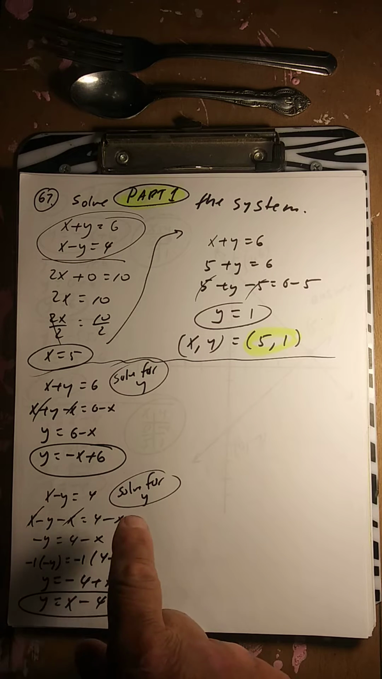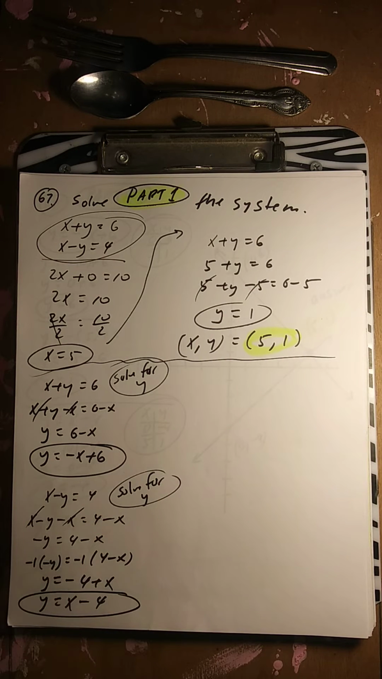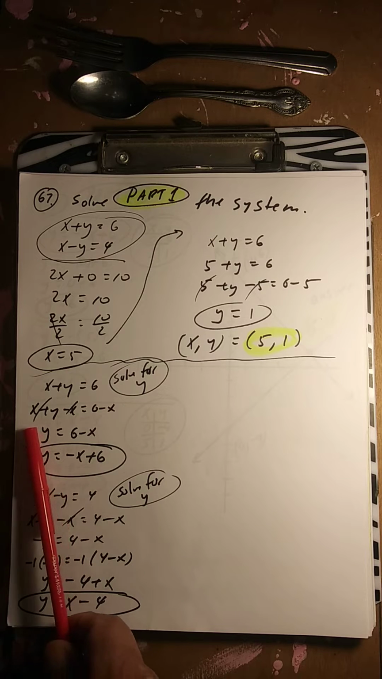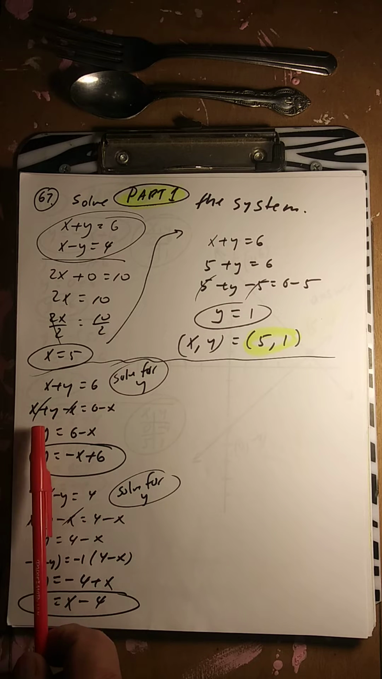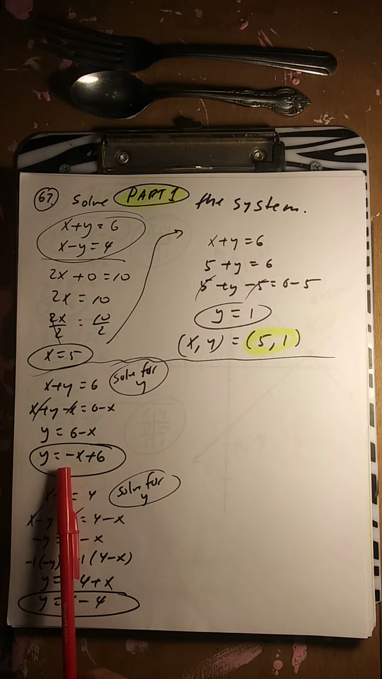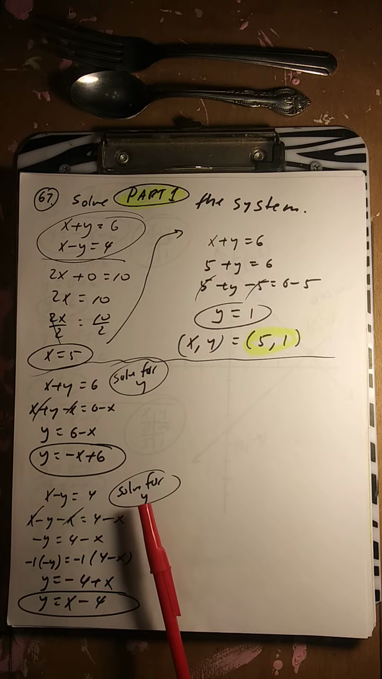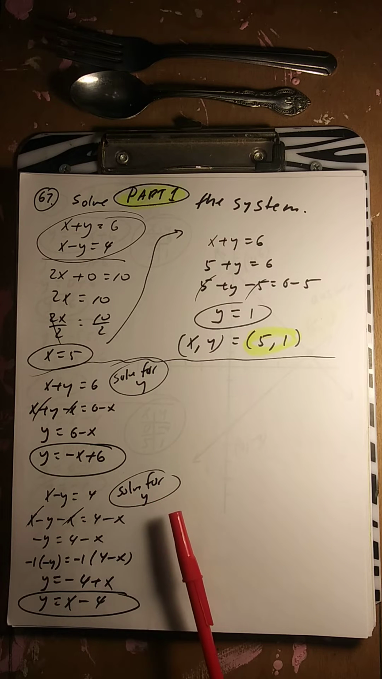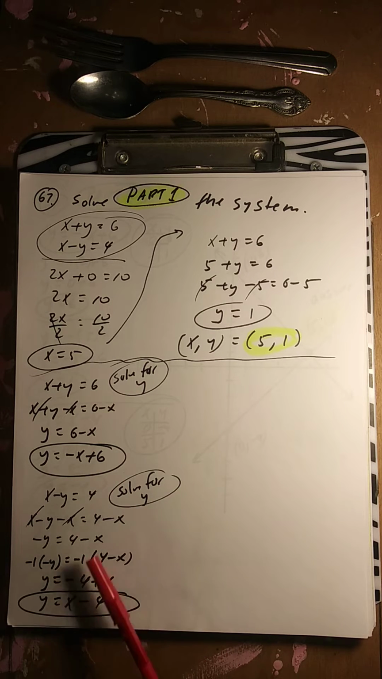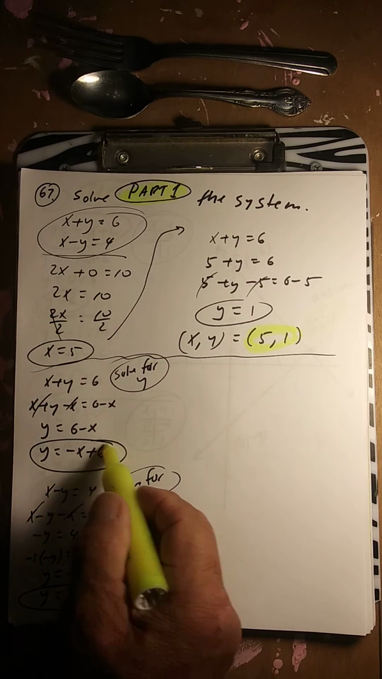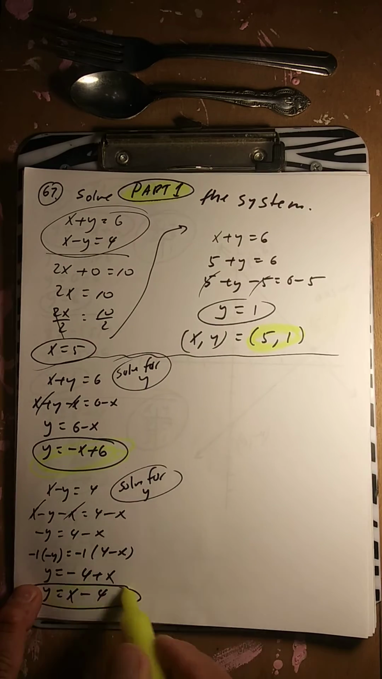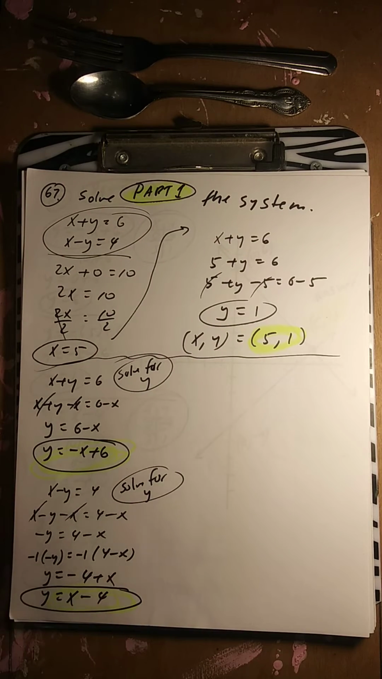Or solve for y. Add x, minus x. So we have y equals 6 minus x, or y equals negative x plus 6. And solve for y. Right here, we have y equals this. Now, we solve for y there and there. So now what we're going to do is, this is part 1, we're done.